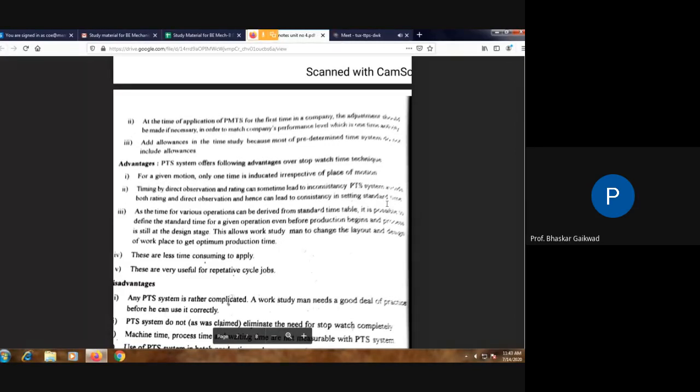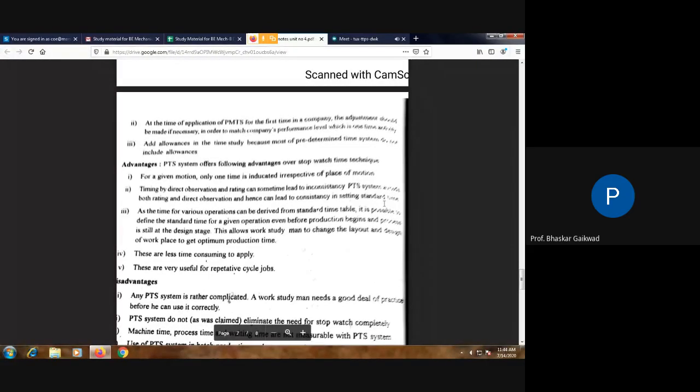To catch the bolt, nut, and washer, this is a repetitive action. To get the two parts of the carburetor, this is repetitive. And putting this bolt and nut inside the carburetor and going for tightening is repetitive. So whenever repetitive cycles are there, we can make use of these predetermined motion systems or standards. Okay, so these are the advantages. Now, what are the disadvantages?